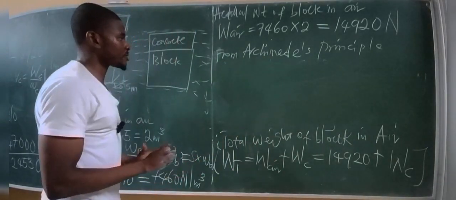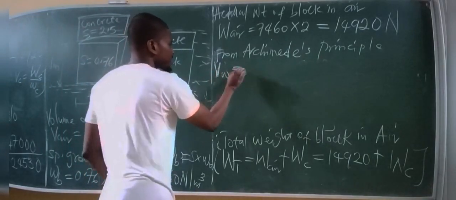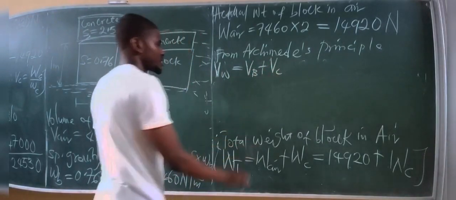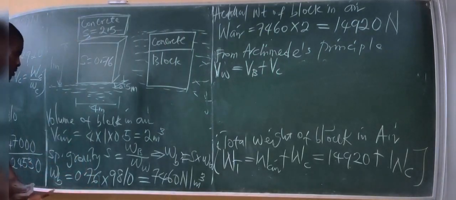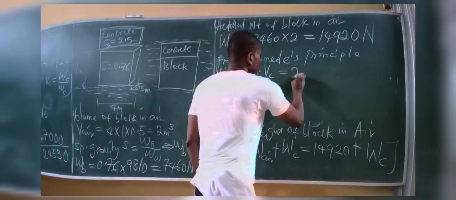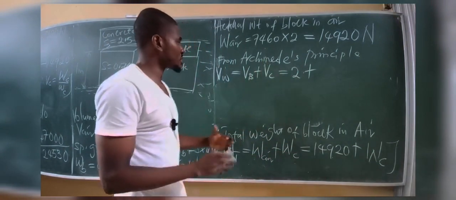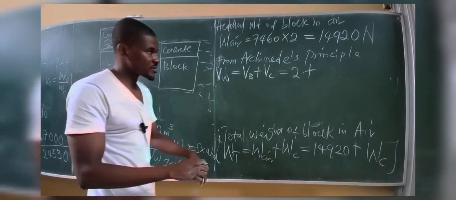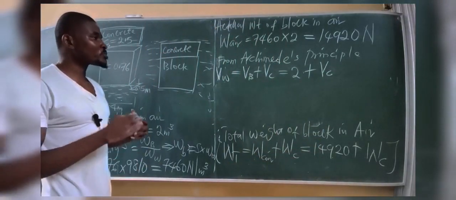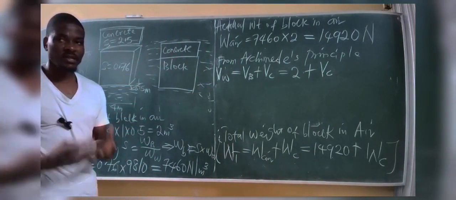From Archimedes' principle, the volume of water displaced is now equal to the volume of the block itself plus the volume of concrete. And we know the volume of the block, it was given: volume of block in air was given as 2 meters cube. So this is 2, plus the volume of the concrete. And this is what the question is asking us to find: the volume of the concrete when both the block and the concrete are completely immersed. So this is simply plus VC, which is the volume of the concrete. This becomes the volume of water displaced by these two objects when they are completely immersed in the water.